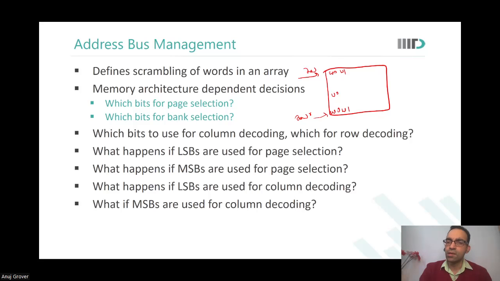Yes, sir. So this is what we call scrambling. Memory bit scrambling, where different words and bits correspond to different addresses. So when a particular address is asked for, which row gets selected? Does this row get selected, or this row, or which column gets selected, this one or this one? Why do you think this information is important?